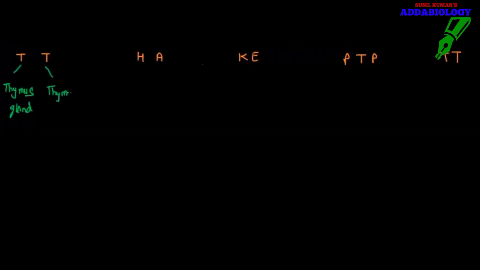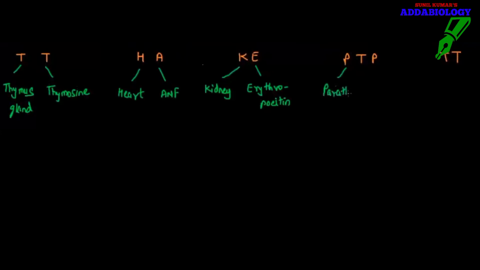HEKE, H stands for heart. The heart is responsible for production of ANF, atrial natriuretic factor. K stands for kidney. E stands for erythropoietin, the hormone released from the kidney. PTP. When I say PT, it is the parathyroid gland. So the parathyroid gland is responsible for production of parathyroid hormone, that is called PTH, or even it is called parathormone.